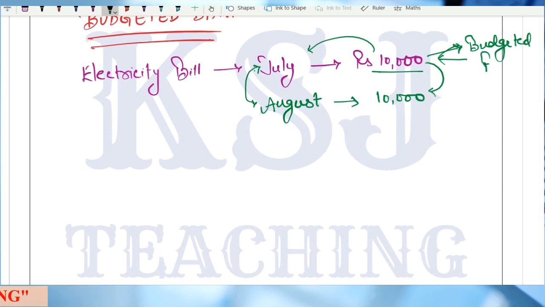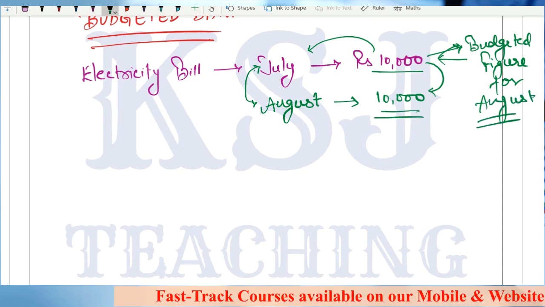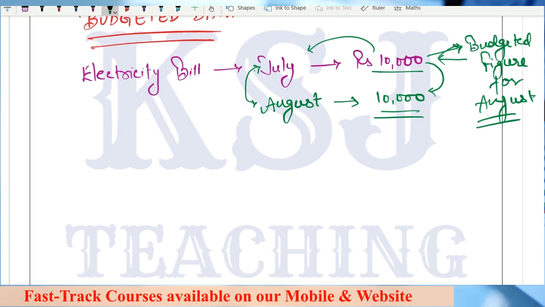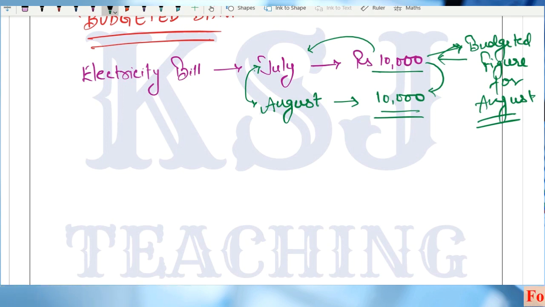This previous experience becomes my budgeted figure for August. So he has anticipated this 10,000 on the basis of his previous experience, and we can call that previous experience my budgeted figure. Now, why has he done that? I'll give you another reason why it is called a budgeted figure. First, tell me why he anticipated this 10,000.